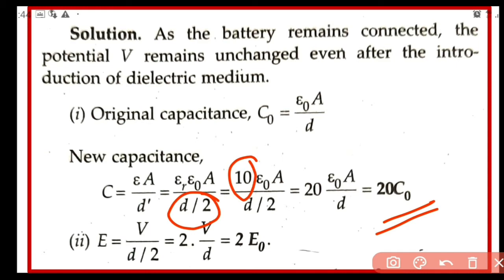Second question is about electric field. So actually before these changes, electric field will be V by D. But now since the distance changes, it becomes V by D by 2. That is a point to be noted. So it becomes what? 2 into V by D or 2 E0. So electric field is increasing. Capacitance becomes 20 times the previous one and electric field becomes twice the previous one.